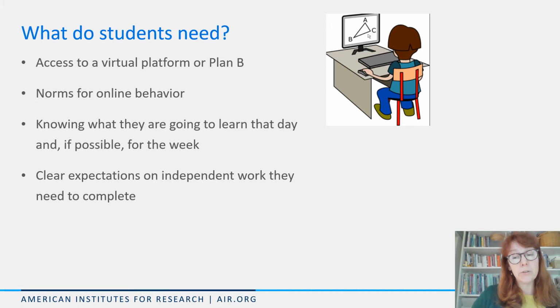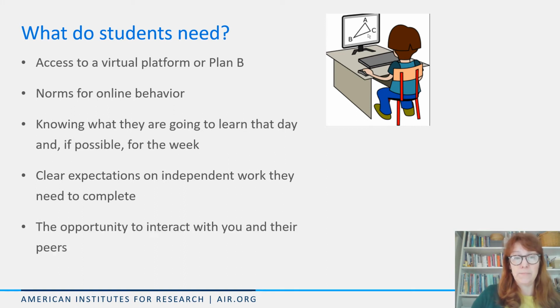You want some clear expectations on independent work that students need to complete. Depending on the age of your students, they may have a little bit of independent work or a fair amount of independent work. Kids need to know how to access that work, how much time to expect to complete it, what do they do with it when they're finished, and when do you want them to submit it to you. They're also going to need to know, what do I do if I have questions?